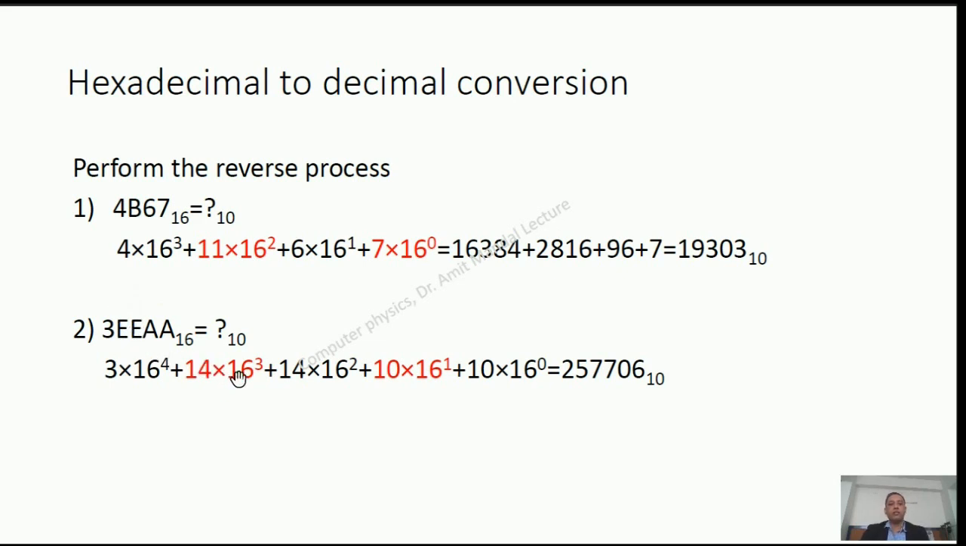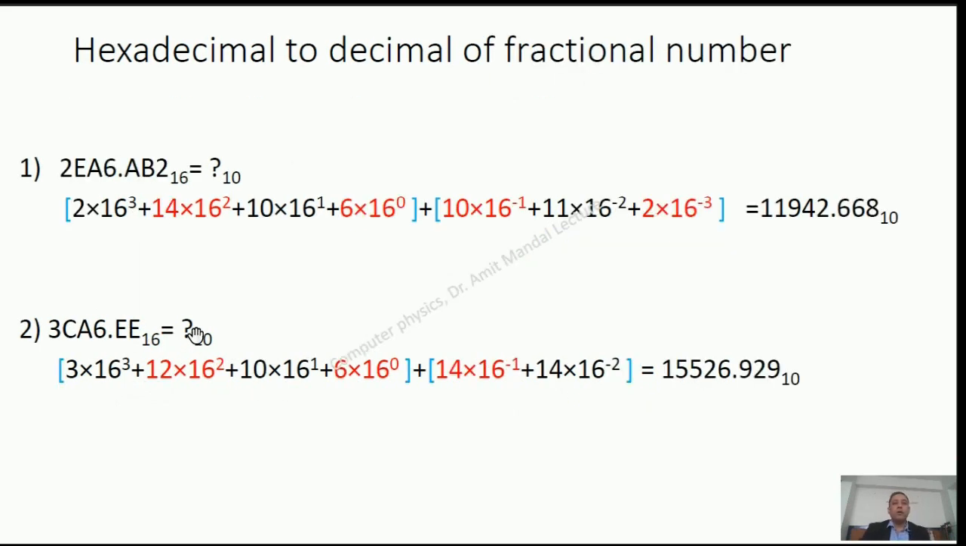So 14 into 16 to the power 3, plus again this 14 into 16 to the power 2, because this is at the third place. Now this A stands for 10. So 10 into 16, this is the second place, so 2 minus 1, that is 1. And then again 10 into 16 to the power 0. So in case you add up all these numbers, ultimately you will get 257706. This is the decimal representation of this hexadecimal.